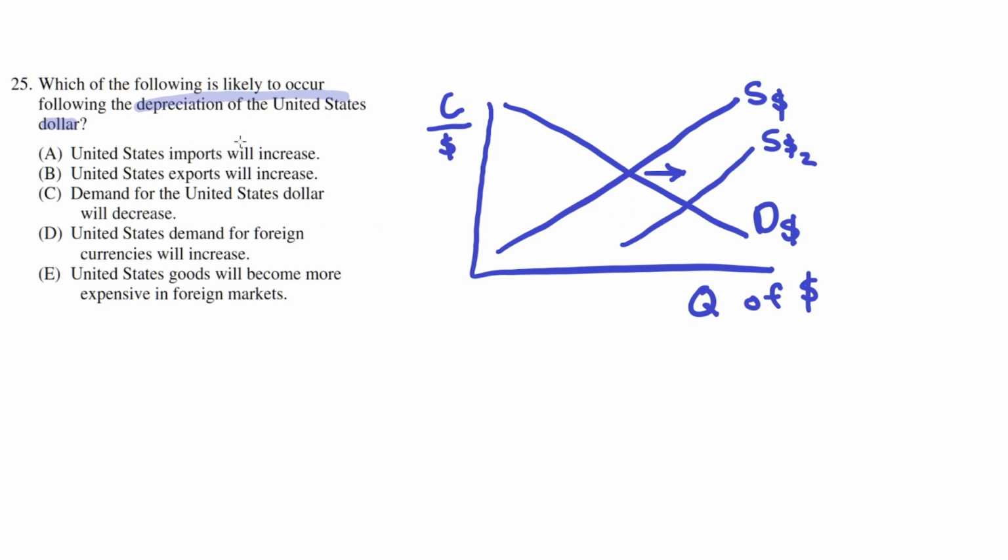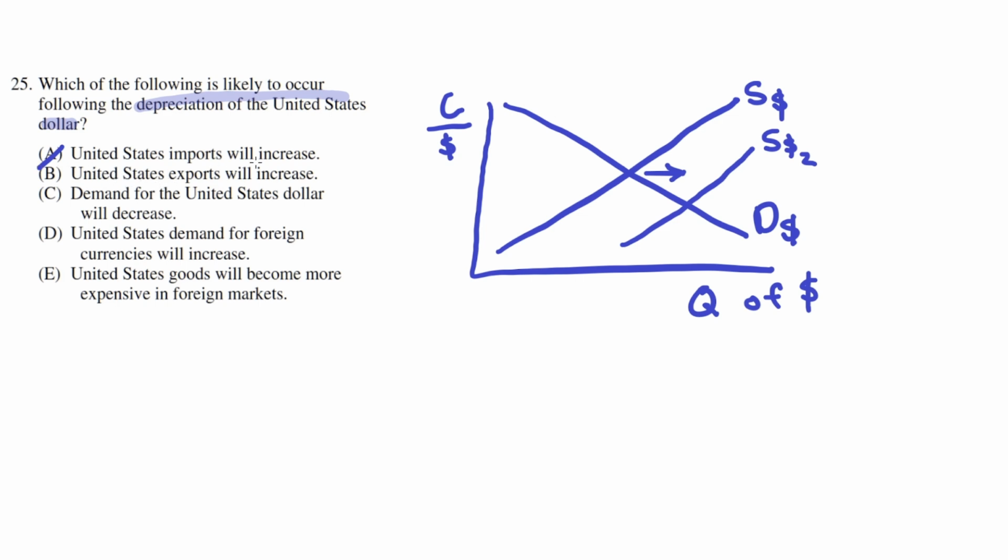Now, option choice A says United States imports will increase. This is incorrect because if the dollar depreciates, that means that the value of the dollar compared to other currencies is lower, so the value of other currencies is higher. So if we're importing goods, that means that we'll have to buy goods from other countries, and because their currency is worth more, it'll take more money to buy goods from other countries. Because of this, imports will decrease because it's more expensive. So A can be eliminated.